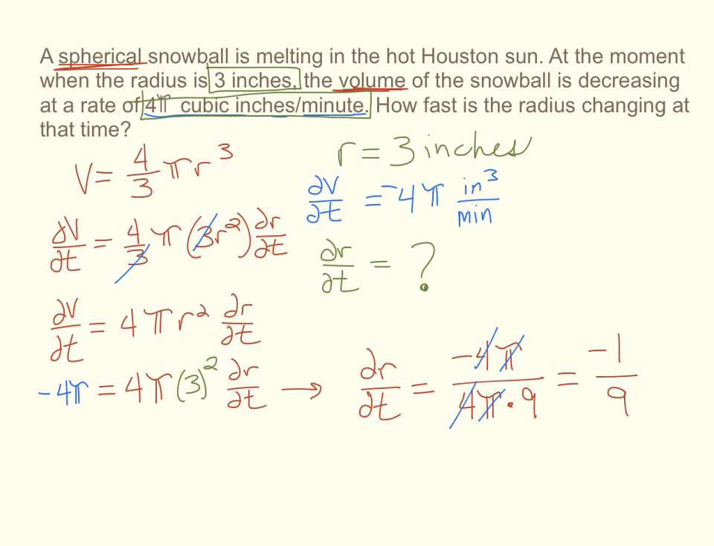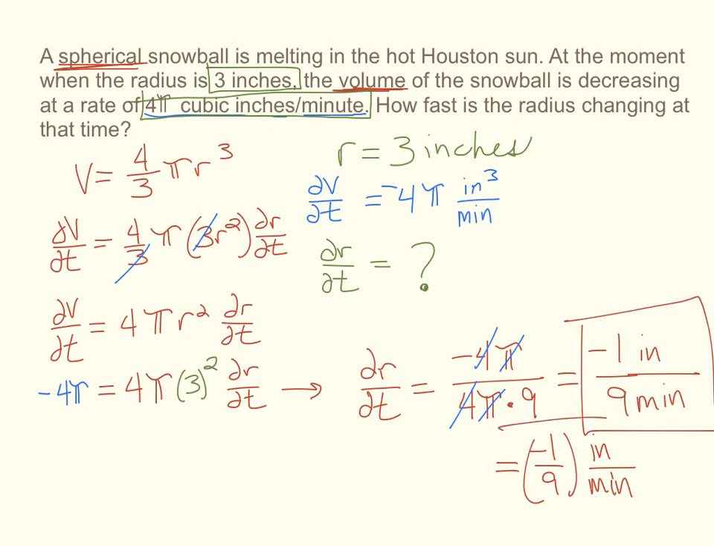And the radius is in the unit inches. And we need that because the radius is changing with respect to inches. And the way the time is changing is by minutes. So we can say negative 1 inch per 9 minutes. Or we can say negative 1 over 9 inches per minute. That is how the radius is changing with respect to time.